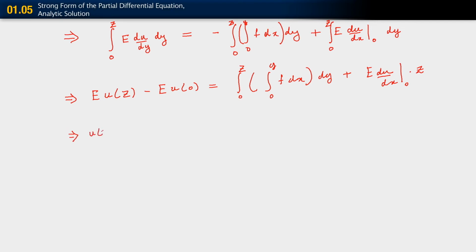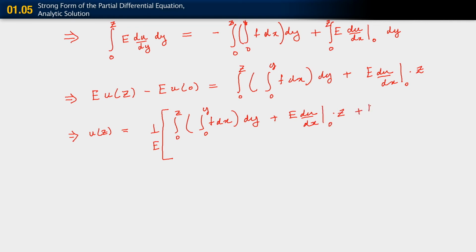And since we want to write this all as a result for u of z, we write it as 1 over E of integral 0 to z, integral 0 to y, f dx dy plus E du dx evaluated at 0 times z plus E multiplying u at 0, and close the brackets. Okay? So this is the final, the general form of our equation.